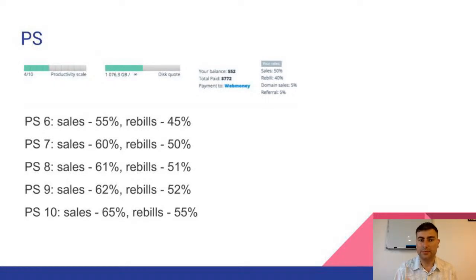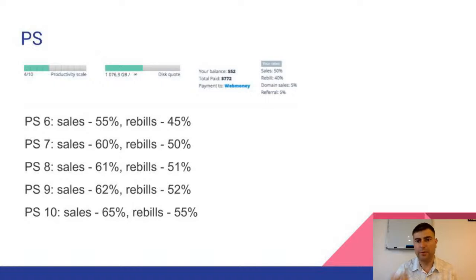Okay, so it starts from PS6 with sales 55% and up to PS10, where you'll get 65% from sales and rebills 55%. So the sales, I guess it's obvious, it's the cost of purchase of users for premium accounts. For example, $10 one premium, so you'll get $5.5. But you have to take into consideration that there will be some fees from payment system, so it will be less money. And rebills, what rebills is?